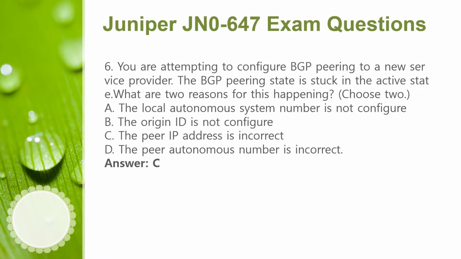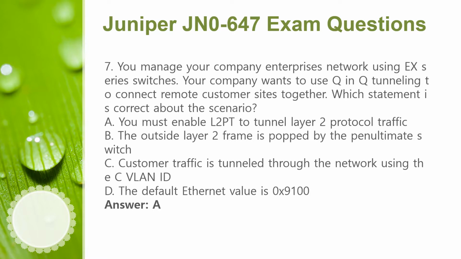6. You are attempting to configure BGP peering to a new service provider. The BGP peering state is stuck in the active state. What are 2 reasons for this happening? Choose 2. A. The local autonomous system number is not configured. B. The origin ID is not configured. C. The peer IP address is incorrect. D. The peer autonomous system number is incorrect. Answer: C.